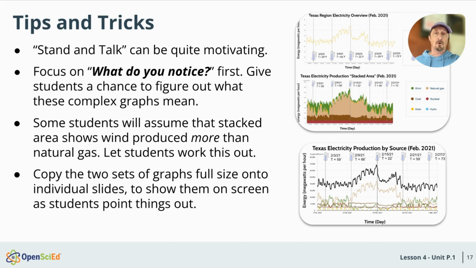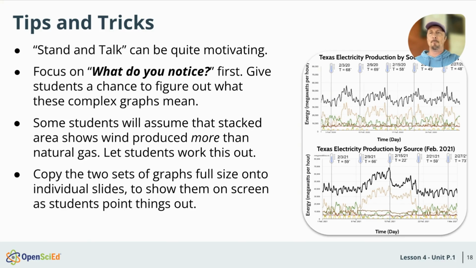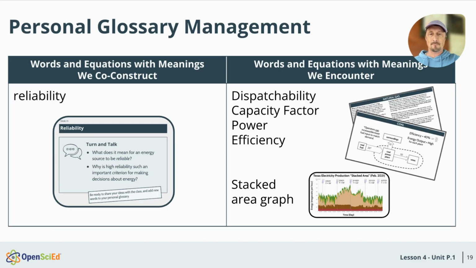Start with what do you notice, and then let the dialogue build from there. Don't correct them immediately when they assume that the stacked area graph shows that wind is producing more than natural gas. It is not. Natural gas is producing way, way more than anything else, but let students figure that out. Next, I like to copy the full sets of both the line graphs and the stacked area graphs into my slides so that I can post these slides and point them out as students discuss various features.